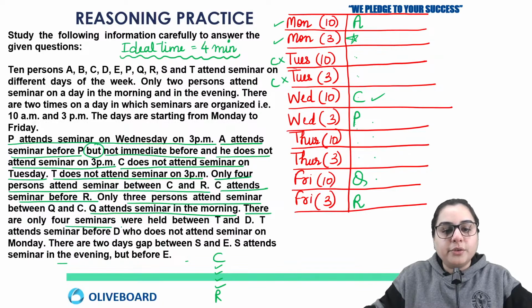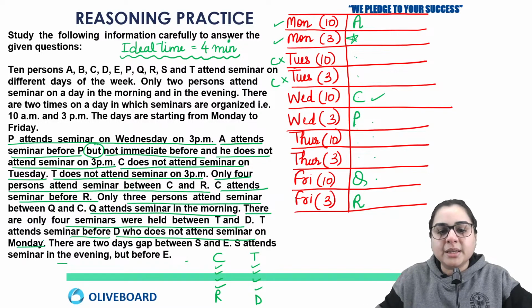There are only 4 seminars between T and D. Okay, and T attends seminar before D. So there are 4 seminars between T and D. And D does not attend seminar on Monday. So this already cannot happen.